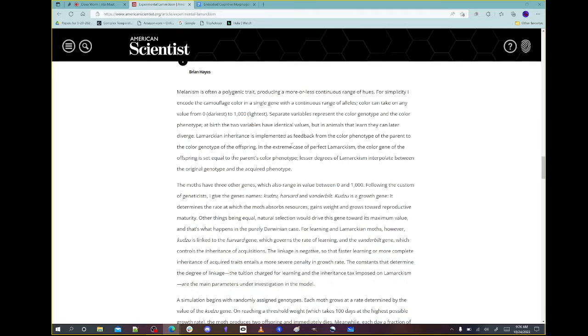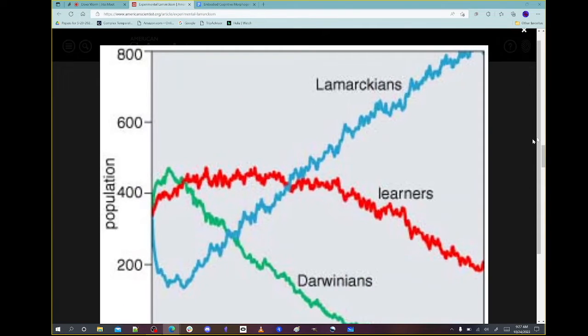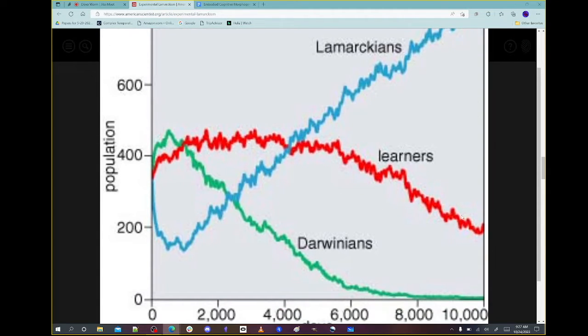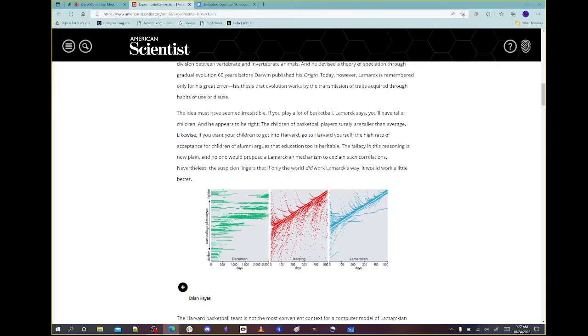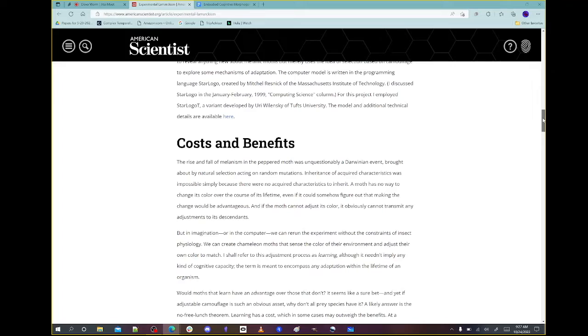In the extreme case of perfect Lamarckism, the color gene of the offspring is set equal to the parent's color phenotype. Lesser degrees of Lamarckism interpolate between the original genotype and the acquired phenotype. And so this is a test of Lamarckism, and it shows that the Darwinian population crashes, the learners are at a moderate level, and the Lamarckian population goes up. It just shows you the dynamics of that simulation. It's an interesting little article. He does a lot of really interesting experiments in this.